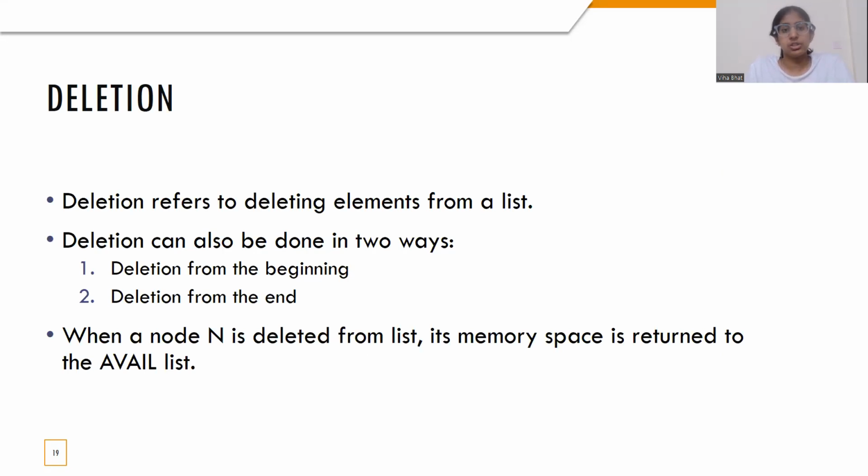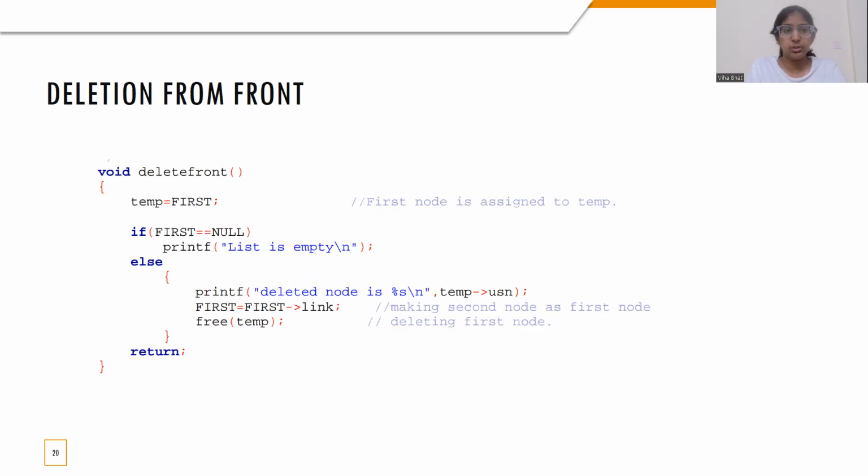Next operation is deletion, which refers to deleting an element from a list. This again can be done in two ways, deletion from beginning and deletion from end. When a node n is deleted from the list, its memory space is basically returned to the avail list, and usually at the start of the avail list to make it easier for the programmer.